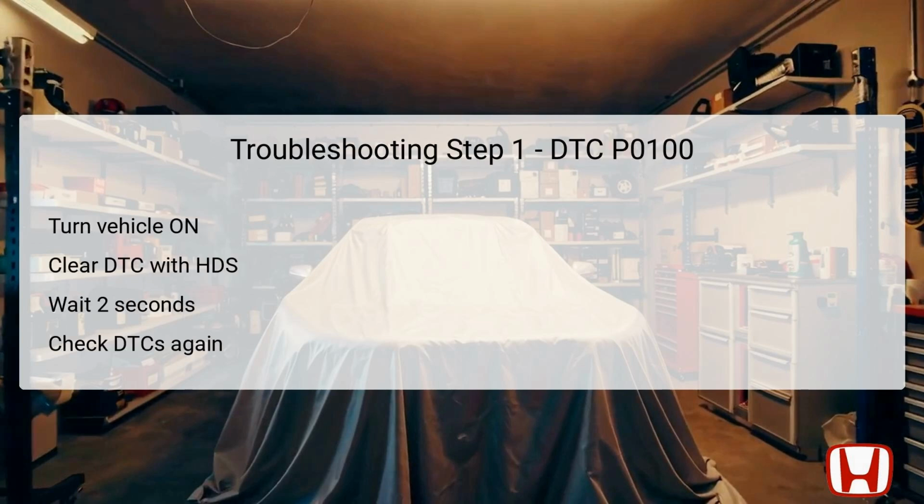The initial step in troubleshooting DTC P0100 involves checking the status of the vehicle and clearing any stored codes using the Honda Diagnostic System, HDS. Begin by turning the vehicle to the on mode, ensuring all electronic components are operational without starting the engine. Once in this mode, use the HDS to clear the DTC. This process resets the system and allows you to assess whether the DTC has returned.